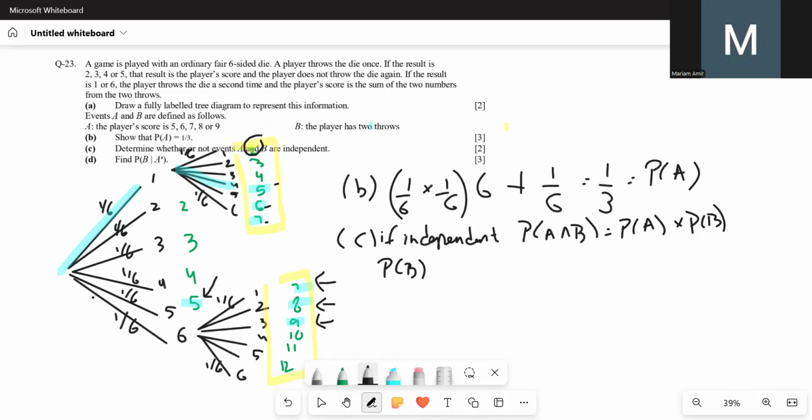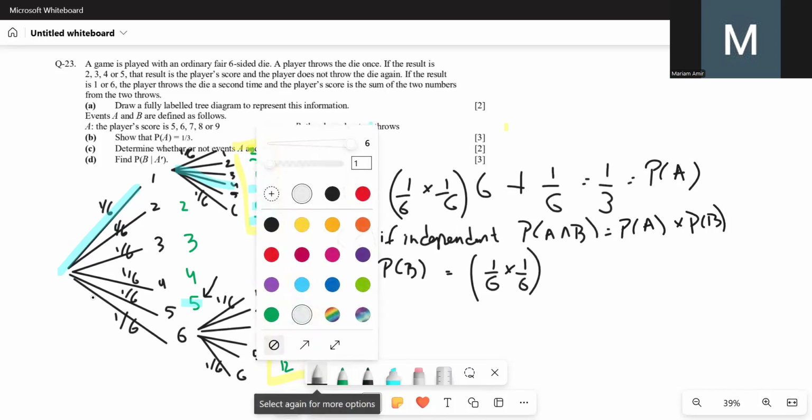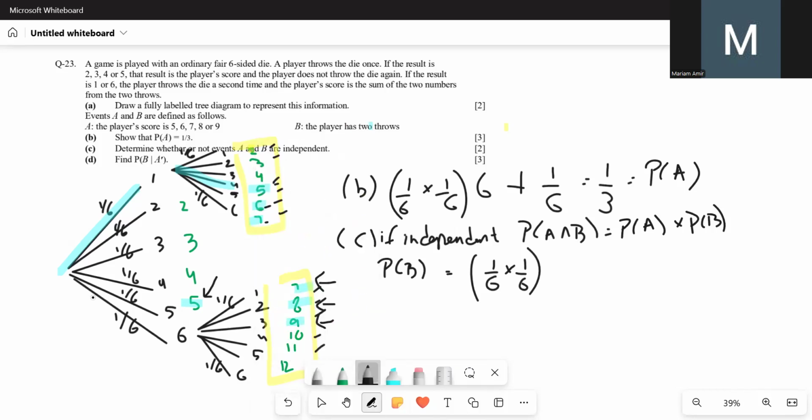Two throws happen, for example, when you get 1 and 1, then 1 and 2, then 1 and 3, 1 and 4, 1 and 5, 1 and 6. That's again 1/6 times 1/6 for each of these cases. And how many such cases are there? 1, 2, 3, 4, 5, 6 here and 6 here. So we multiply this by 12 and let's see what we get. 12 times 1/6 times 1/6. So that's also 1/3.